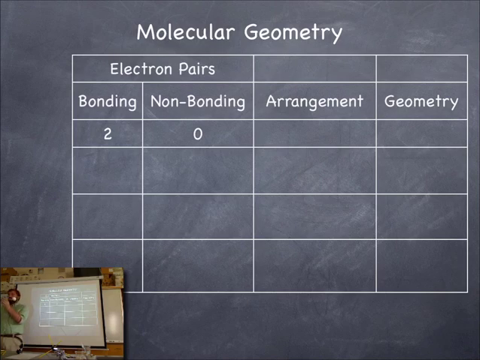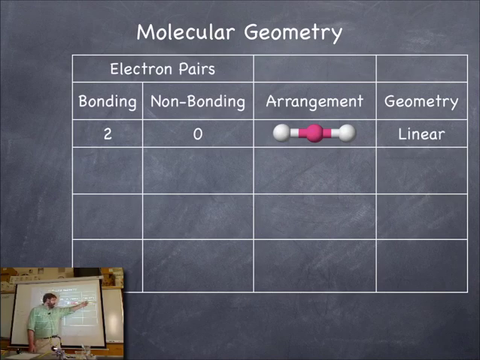How do you get lone pairs? Lone pairs are when you put the 2 dots on something. When you're building your Lewis structure and you have 2 dots, that's what we call a lone pair, a non-bonding pair of electrons, because it's not bonded. So arrangement, exactly the same as before. Geometry, exactly the same as before. This is linear.